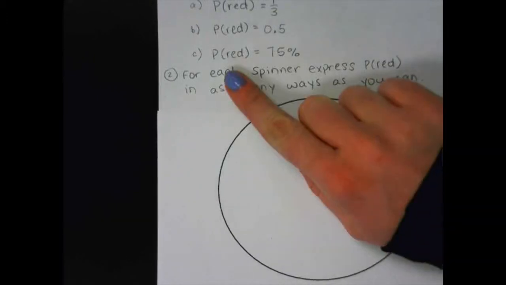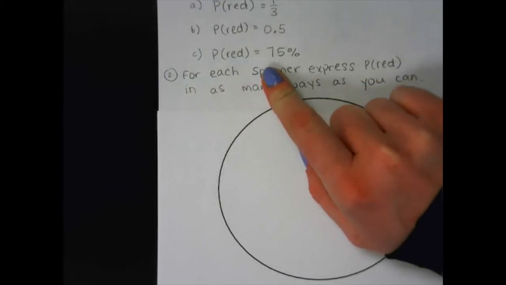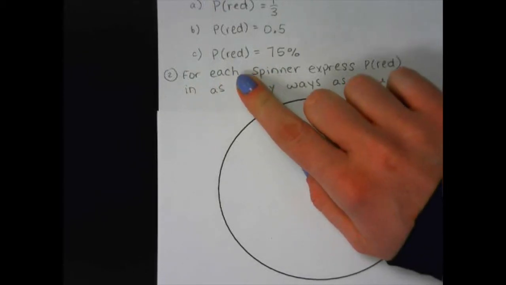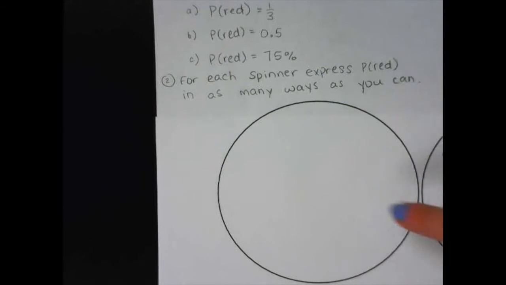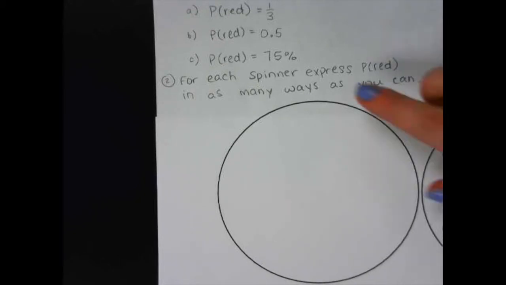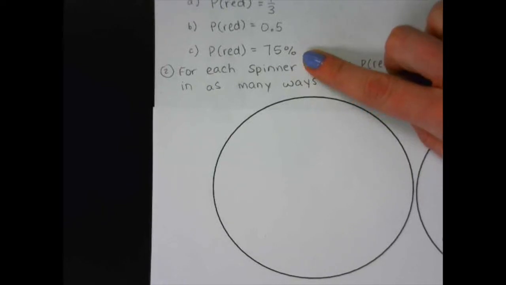So if we were looking at a spinner that had a probability of landing on red of 75%, would we say that it was likely or unlikely to land on red? What do we think about that? These are the terms that we use when we're talking about probability. Taha? Right, so it would be quite likely that we would land on red if the probability was 75%.